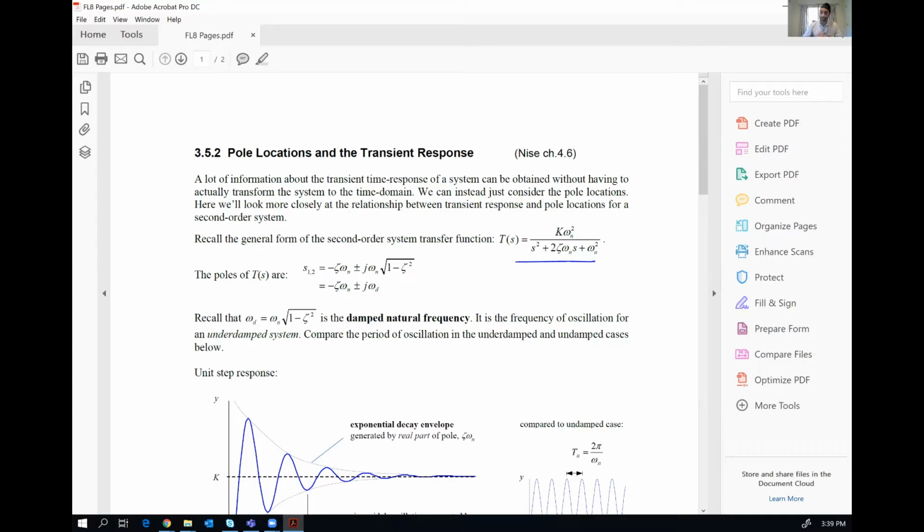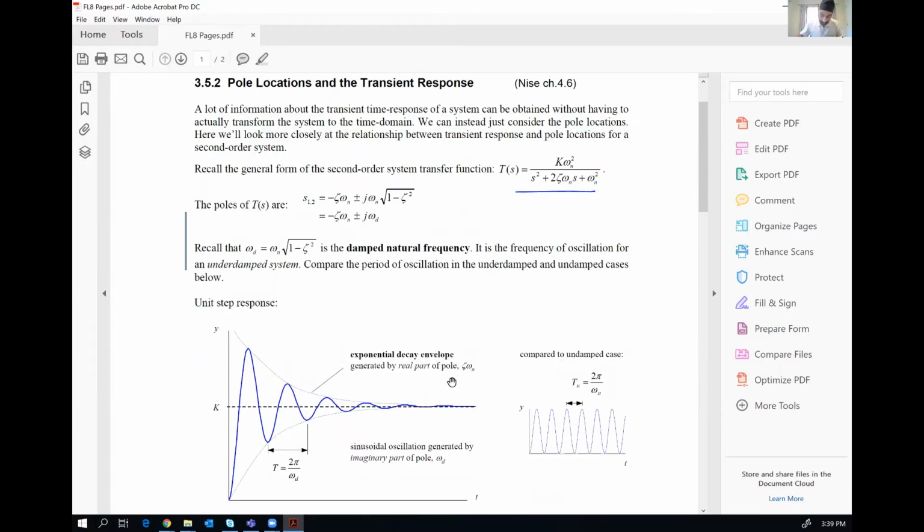For example, does it increase the settling time or does it decrease the settling time if we move the poles in a certain direction? Does it increase the peak time or reduce the peak time if we move in certain directions? Does it increase the overshoot or decrease the overshoot if we move in a certain direction? So we will continue the discussion with this transfer function.